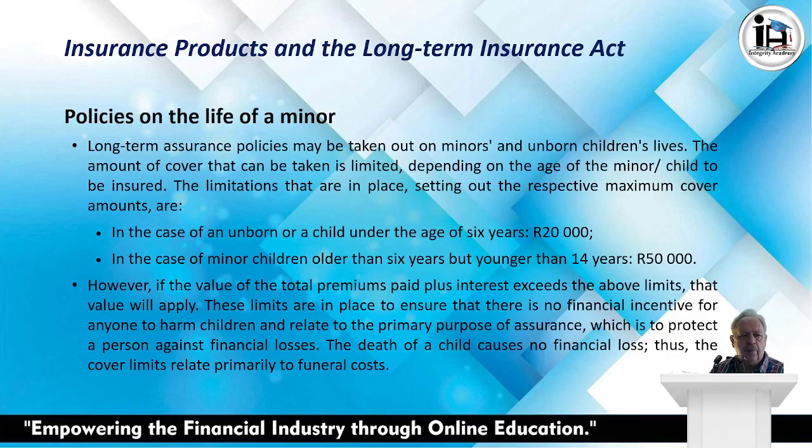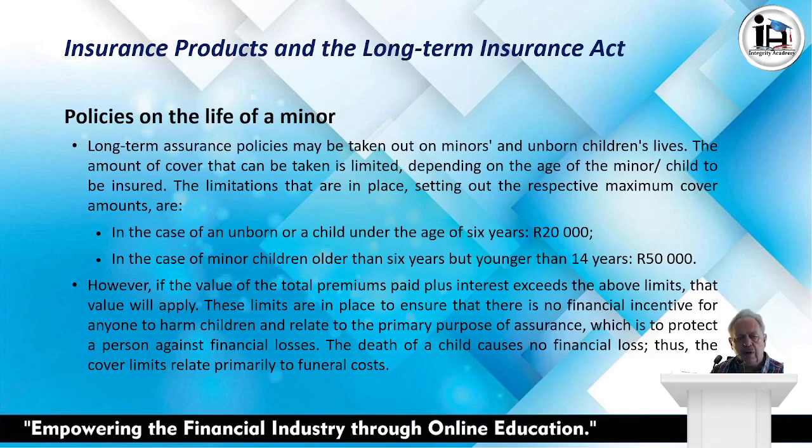Policies on the life of a minor. Long-term insurance policies may be taken out on minors and unborn children's lives. The amount of cover that can be taken is limited depending on the age of the minor or the child to be insured. The limitations setting out the respective maximum covers are: in the case of an unborn or a child under the age of 6 years, it's 20,000. In the case of minor children older than 6 but younger than 14 years, the maximum limit is 50,000. However, if the value of the total premium plus interest exceeds the above limit, that value will apply.